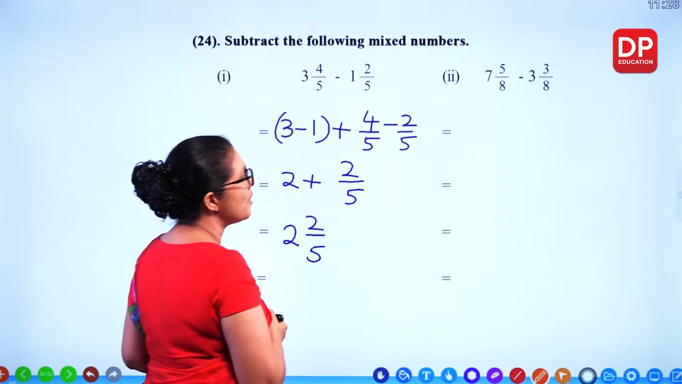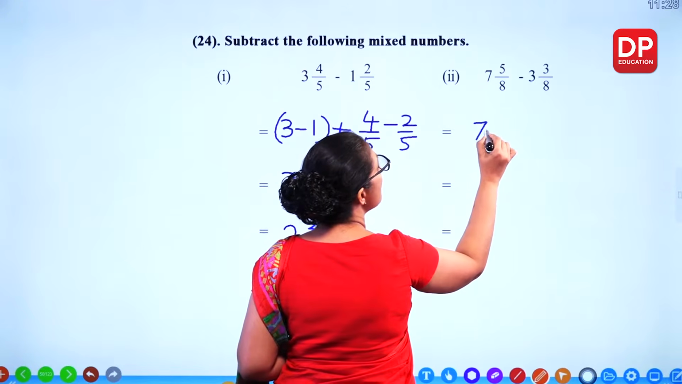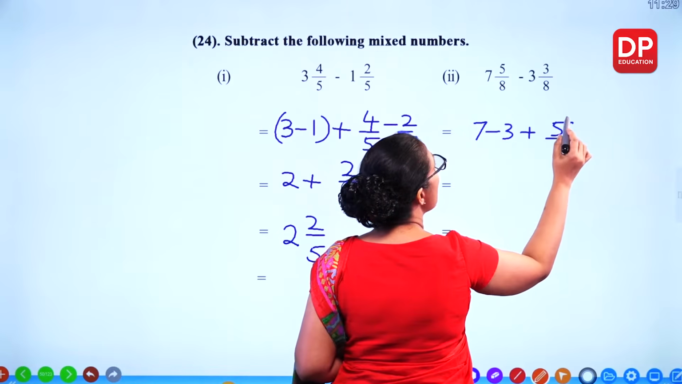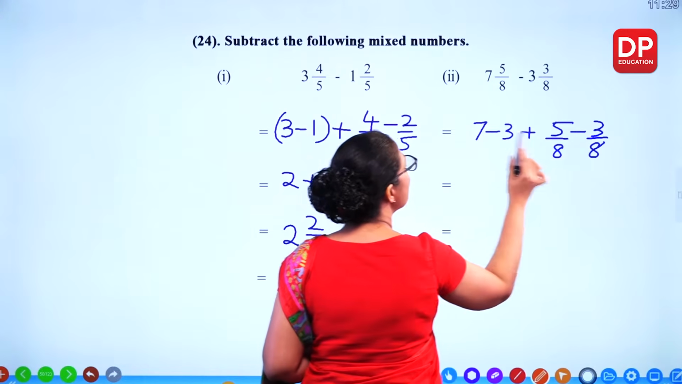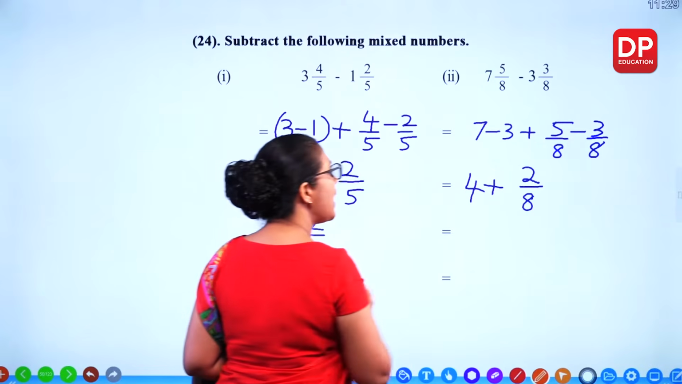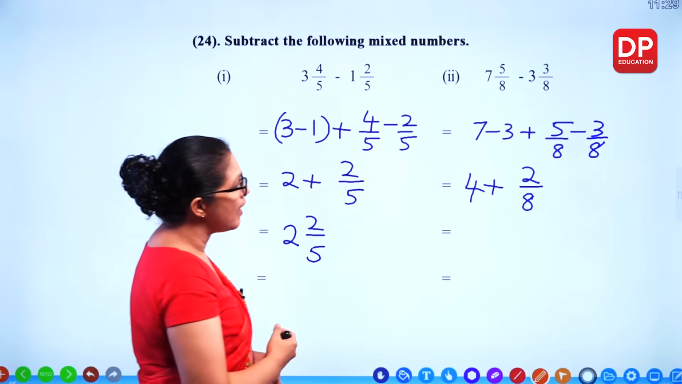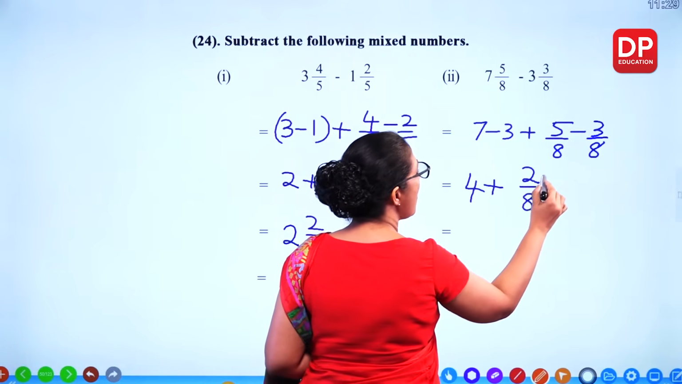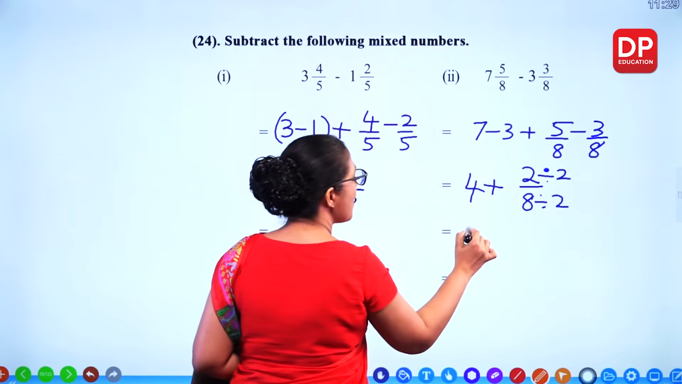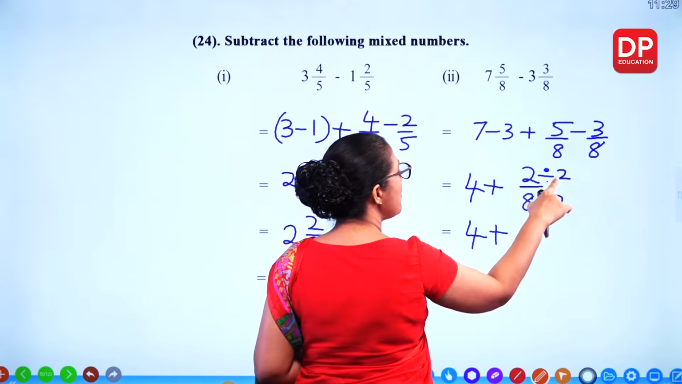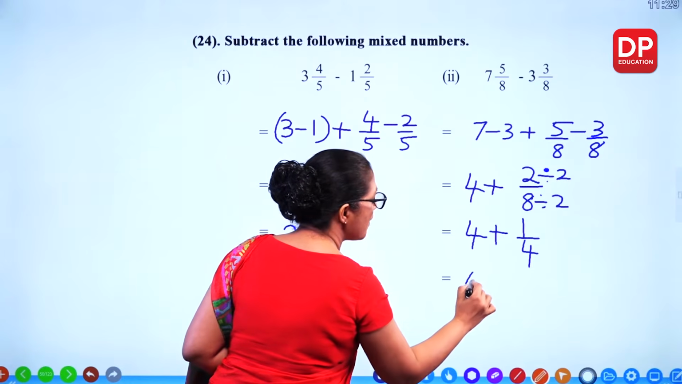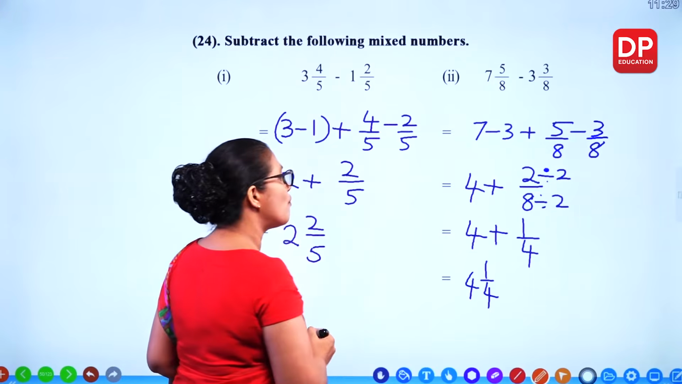This one, whole numbers first subtract. 7 minus 3. Then fractions separately. 5 over 8 minus 3 over 8. 7 minus 3 is 4. 5 minus 3 is 2. 2 over 8. Now we can simplify. 2 over 8 means divide both the numerator and the denominator by 2. What's the equivalent fraction? 2 divided by 2, 1. 8 divided by 2, 4. So 4 and 1/4, you can write 4 and 1 over 4 together.